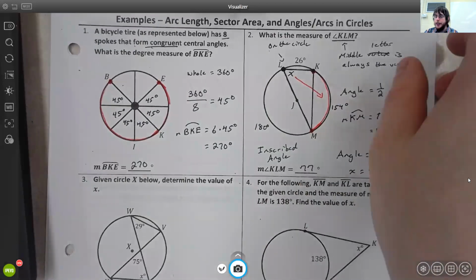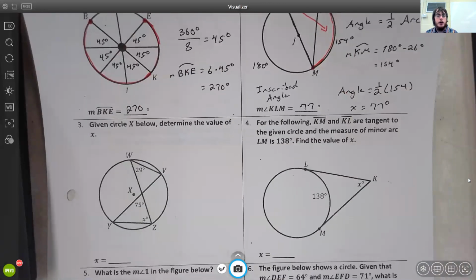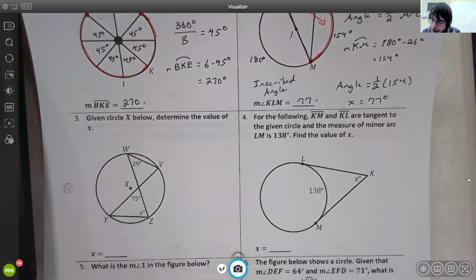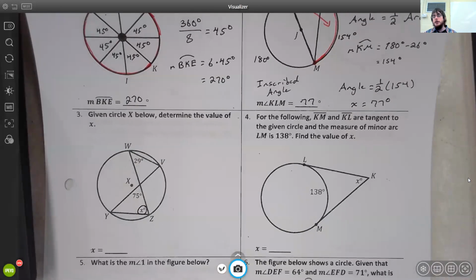All right, number 3. Number 3 says, given circle X below, determine the value of X. Now X, the X it's talking about is right here.